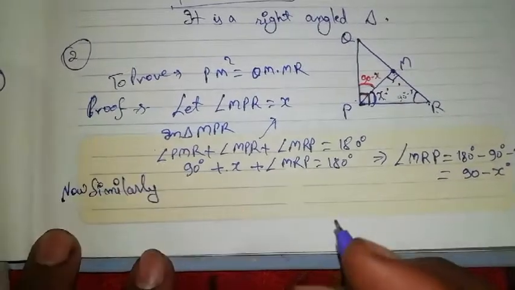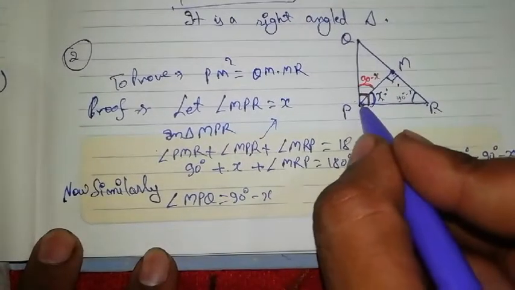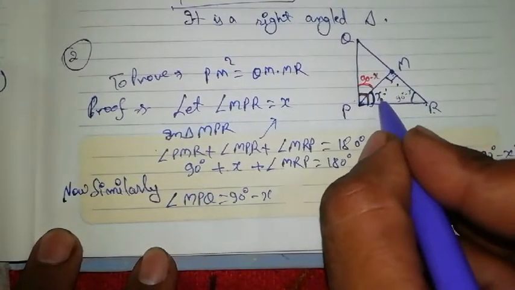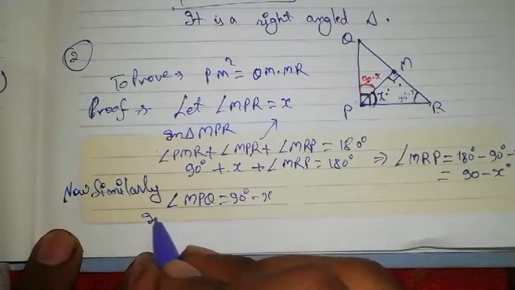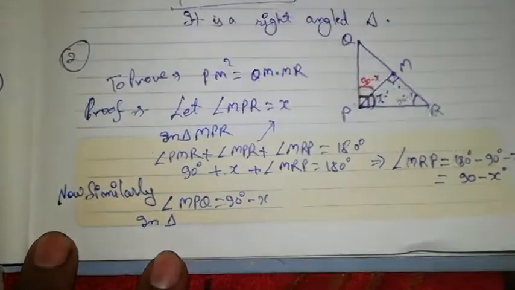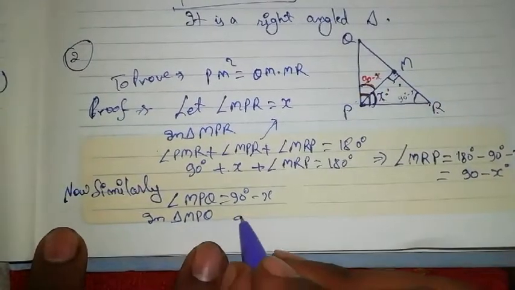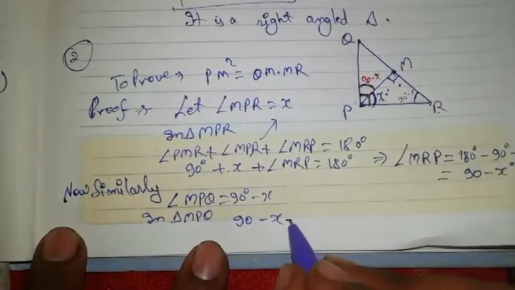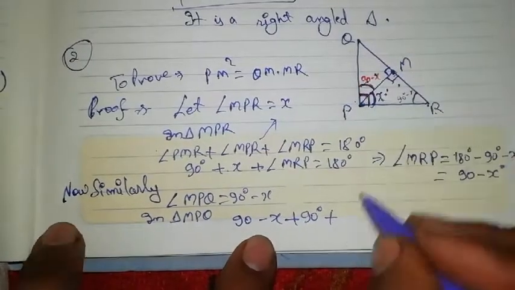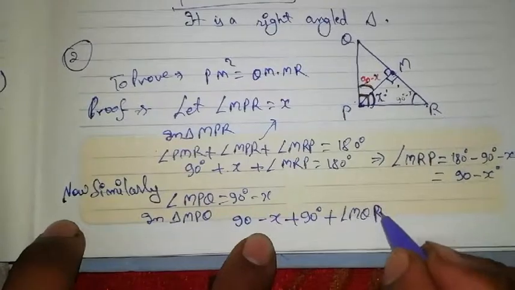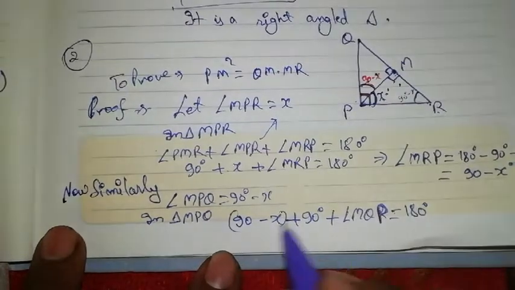Similarly, we have angle MPQ equal to 90 minus X, because angle P is 90 degrees and this part we have let as X. So it becomes 90 minus X. Now in triangle MPQ, this angle is 90 minus X. So we can write 90 minus X plus 90 degrees plus angle MQP, angle MQP, not R, it is P, is equal to 180 degrees, because the sum of all angles of a triangle is 180 degrees.